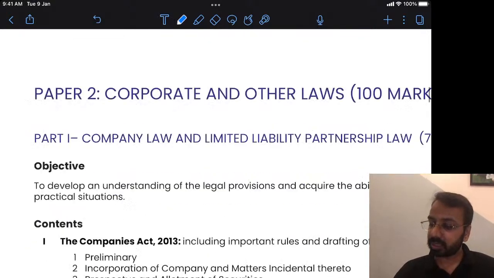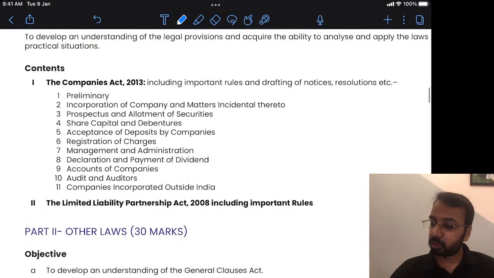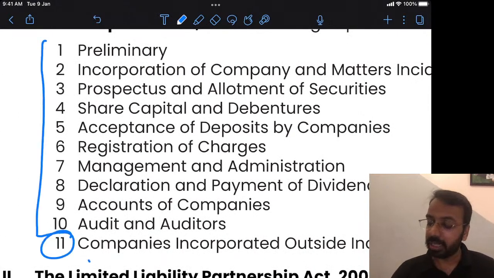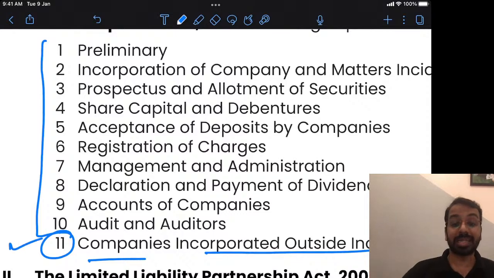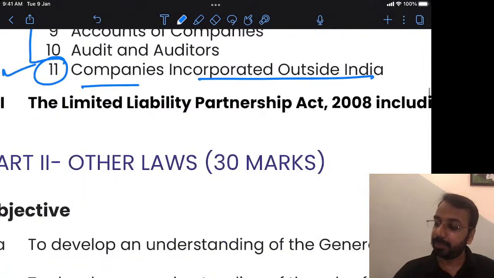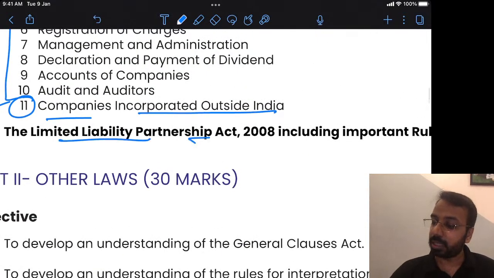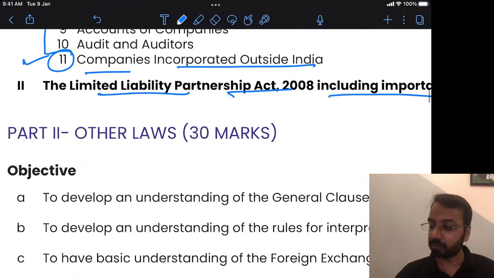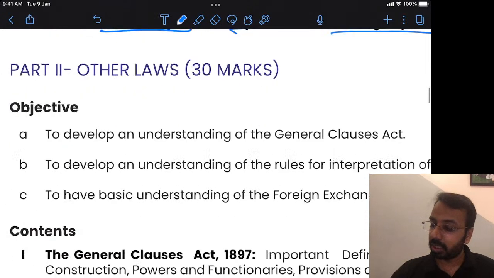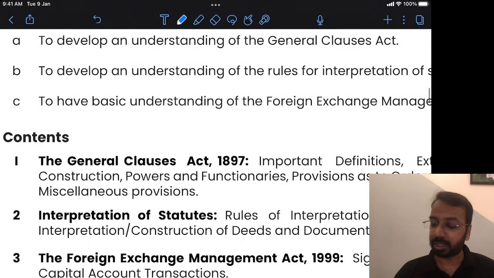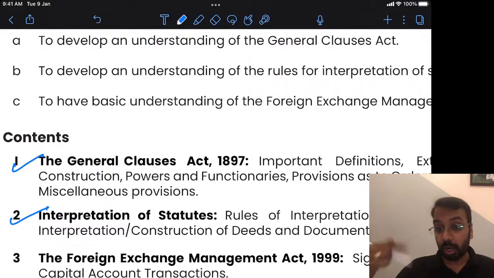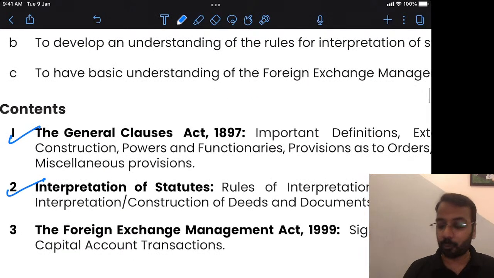Then coming to Companies Act, so we had parts 1 to 10. They have added one more, companies incorporated outside India, the 11th part. Right, so that is what gets added apart from what was there in existence. Then Limited Liability Partnership Act 2008, including important rules. So we need to look at the detailed content on what will be announced. Then other laws. In other laws, we already had general clauses and interpretation. Negotiable instruments have been moved to group 1. Contract Act has been slightly extended in group 1.